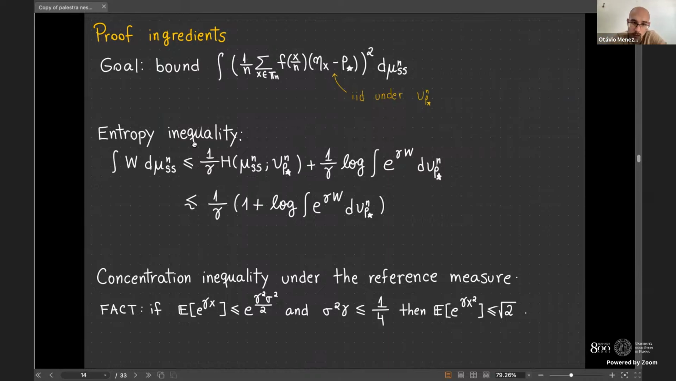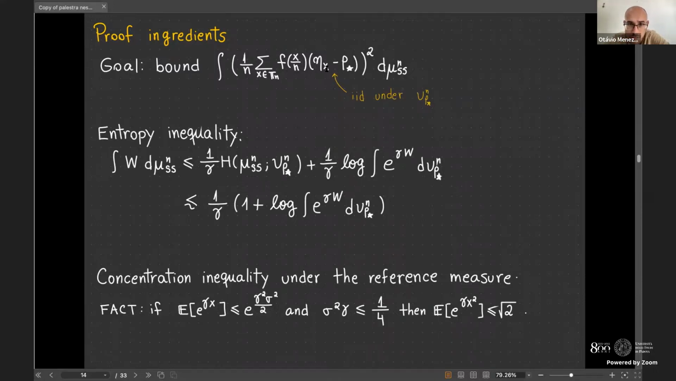So on the one hand, you need some work to estimate the entropy, and on the other hand, your reference measure better be so good that you can do exponential moments of whatever you want to estimate, which in our case here is basically a sum of IID things. So exponential moments of sums of IIDs, that's done.